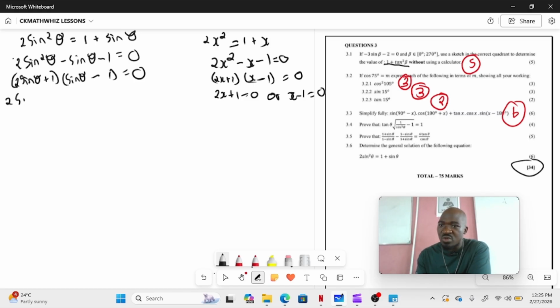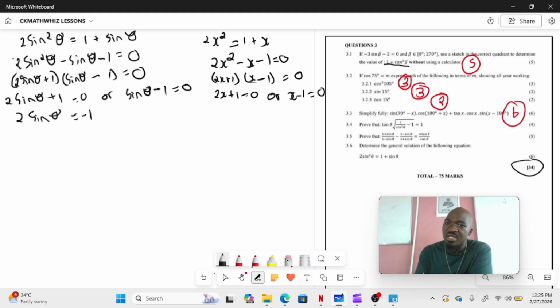So here we have 2 sine theta plus 1 equals 0, or sine theta minus 1 equals 0. Then we're going to transpose this one to the other side. Then we are left with 2 sine theta equals minus 1. Here we have sine theta equals 1. Then remember, we're supposed to divide both sides by 2 in order to remove that 2. Then we are left with sine theta equals negative 1 over 2.